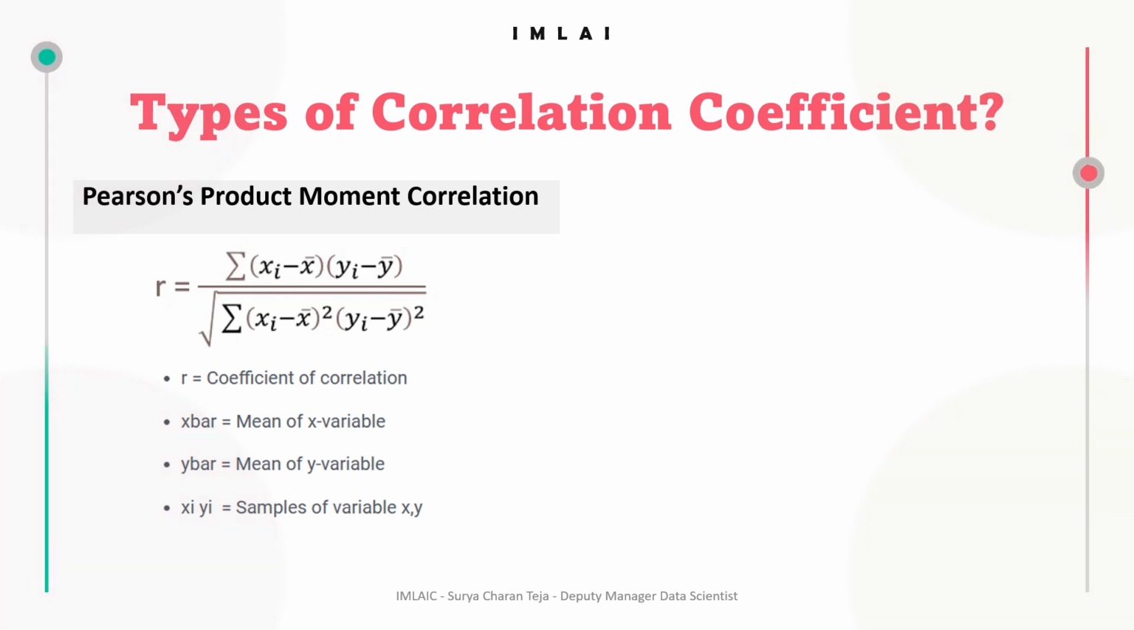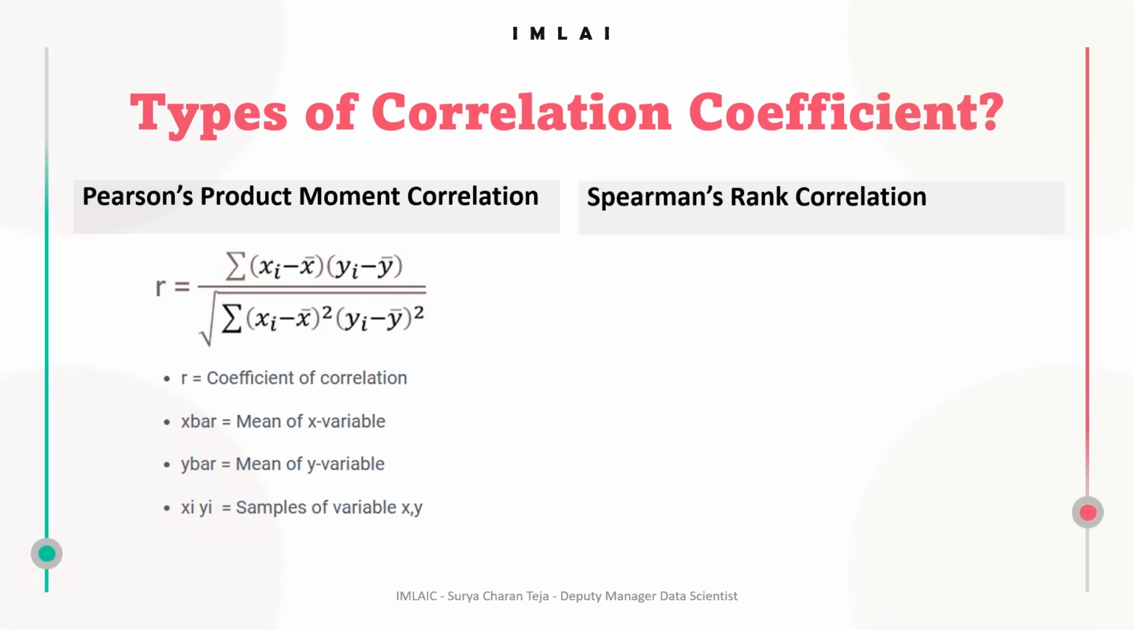And the second one that we have here is Spearman's rank correlation. Spearman's rank correlation measures the strength and direction of association between two ranked variables. It basically gives the measure of monotonicity of the relationship between two variables, that is, how well the relationship between two variables could be represented using a monotonic function.